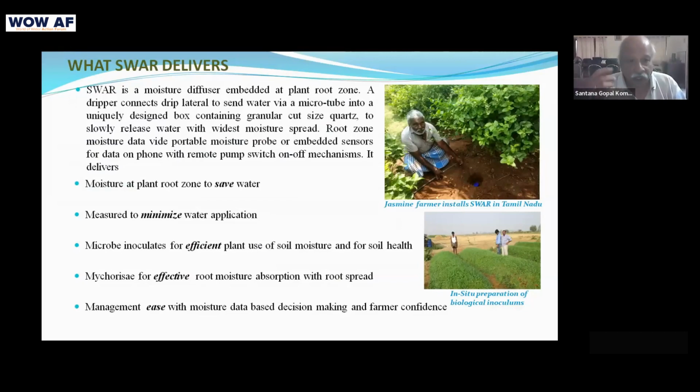SWAR is a moisture diffuser embedded in the plant root zone. We study different plants, their root zone, their irrigation requirements, etc., and we embed them there. It could be 1, it could be 2, it could even be 4 pieces. In coconut, we go for 4. A dripper connects the drip lateral to send water via a microtube into a uniquely designed box. That box has been designed with a lot of computer-aided designing to be able to see the most effective outcome of moisture spread.